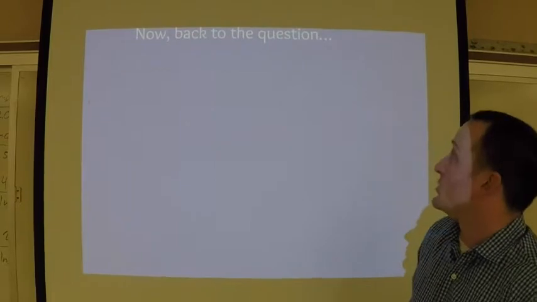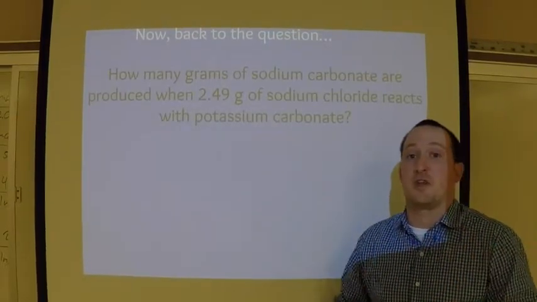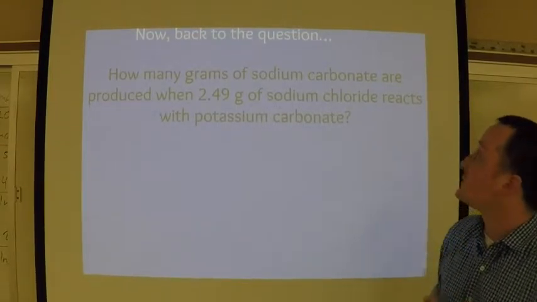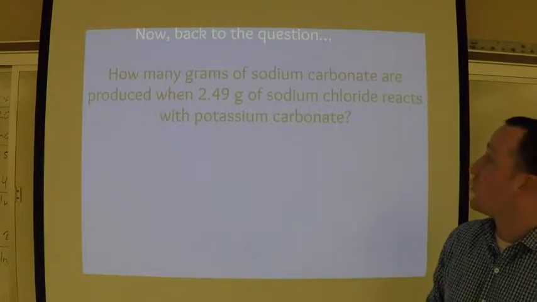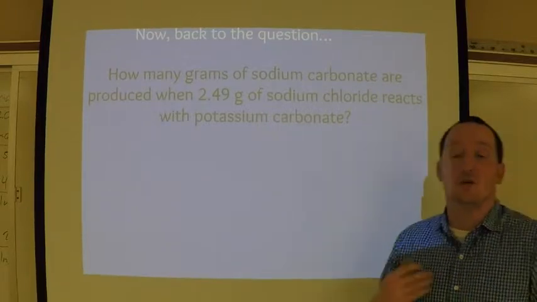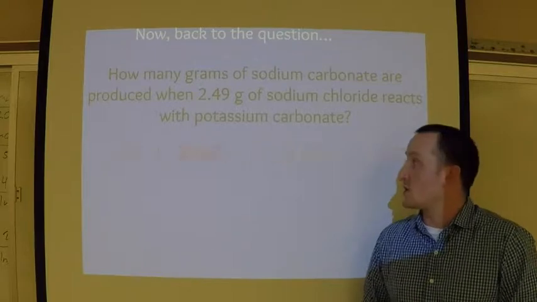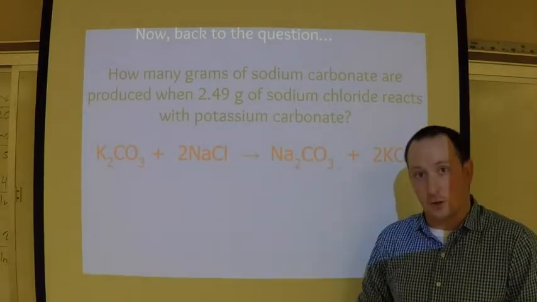So let's go back to our question. So here was the goal of our notes today, the thing we were trying to accomplish. The question we were given is, how many grams of sodium carbonate are produced when 2.49 grams of sodium chloride react with potassium carbonate? So the first thing that you need in order to do stoichiometry is a balanced chemical equation. So here's my chemical equation, and I've gone ahead and balanced it for you.